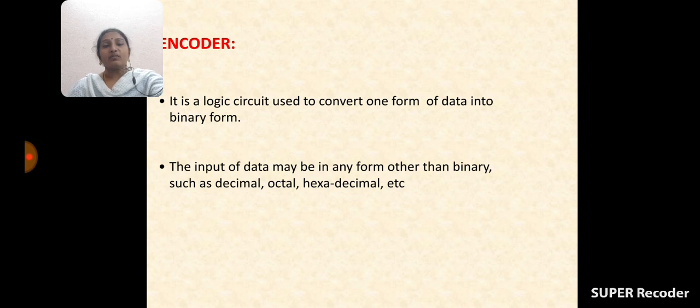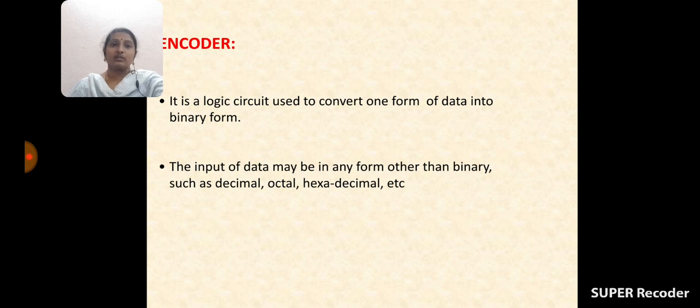In one simple word, it is a logic circuit. It is used to convert one form of data into another form. That one form may be octal, hexadecimal, or decimal, but what is the output form? The encoder will convert one form into the other form. So what is the output? Binary. What is the input of the encoder? Decimal, hexadecimal, or octal.